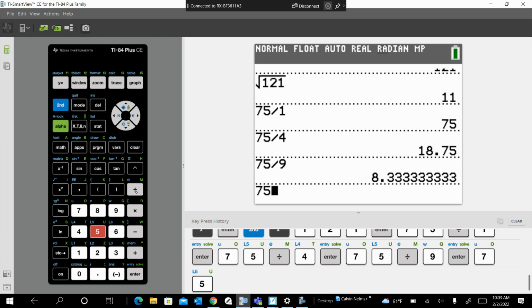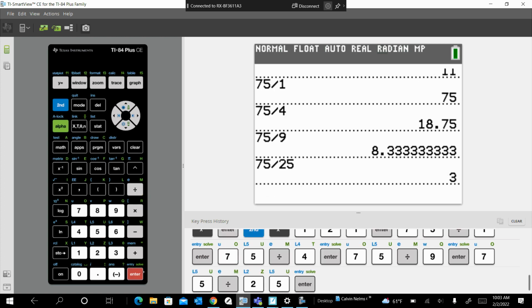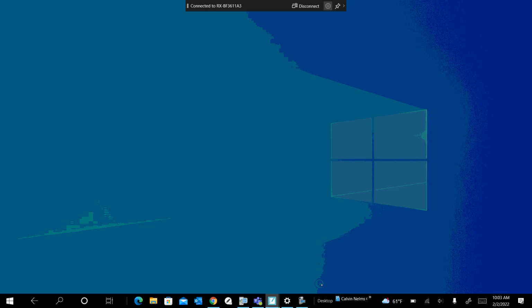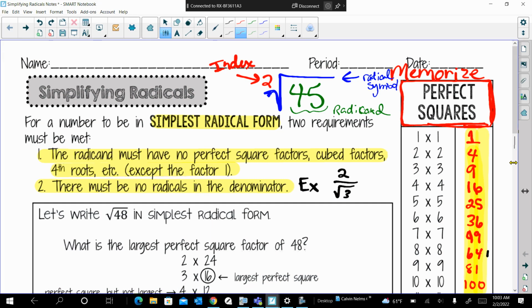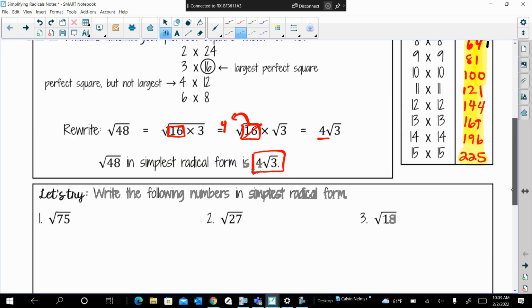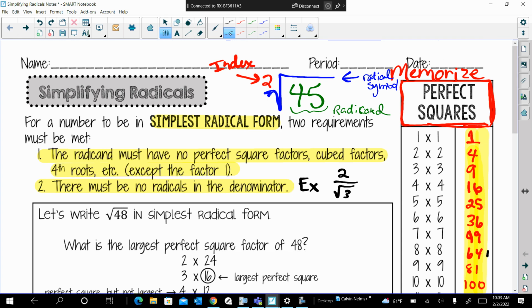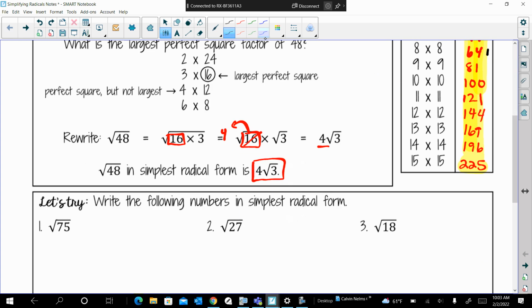So 75 divided by 25 gives me 3. That's a perfect square factor that works. So 25 times 3 gives me 75. So this is how I write it. I show those factors. So what I'm going to do, sorry, I got to get my pen right, is I'm going to put an equal sign, and I'm going to put a square root, and I'll put the factors underneath that square root that gave me the 75. 25 times 3.